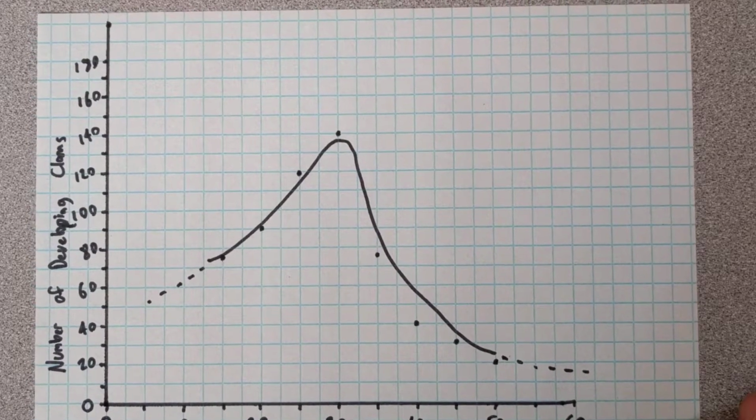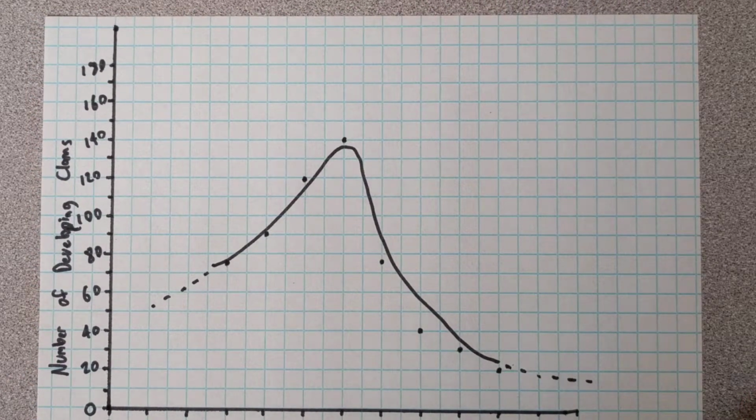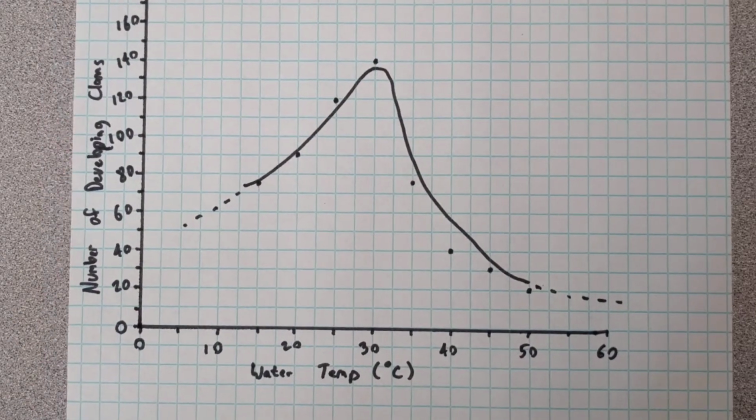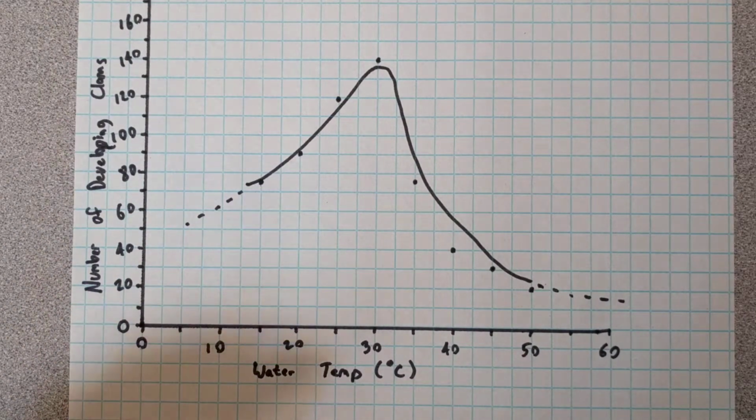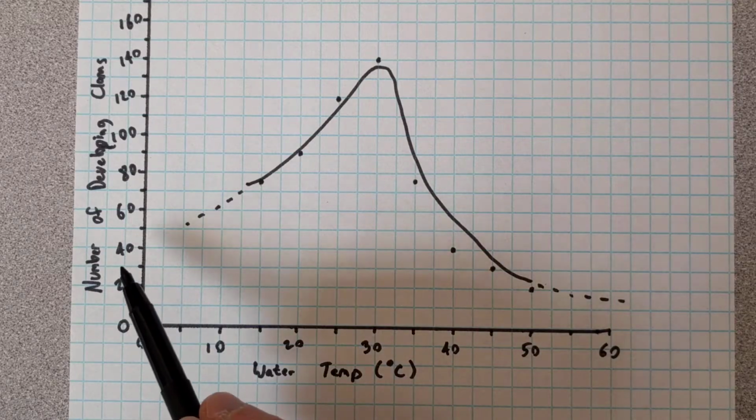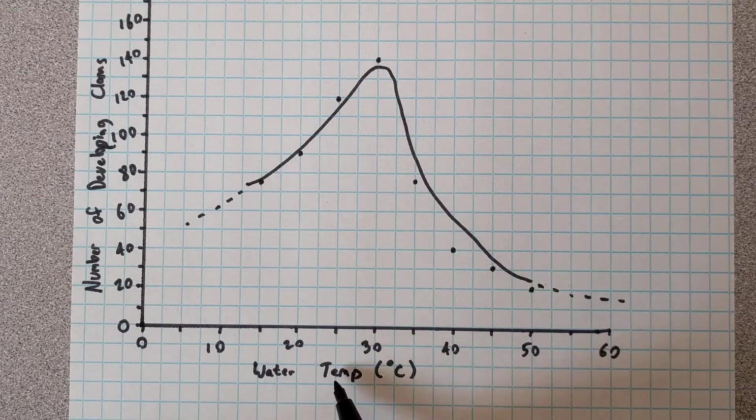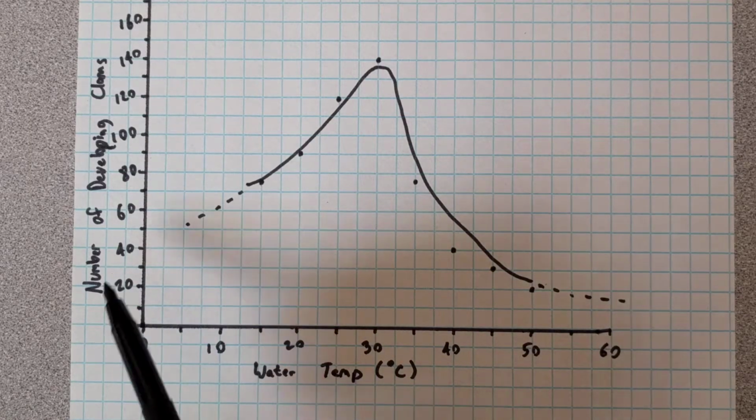The final thing we need for all good graphs is a title. And a great way to write titles is saying something along the lines of the effect of the X on the Y, or the effect of water temperature on the number of developing clams.